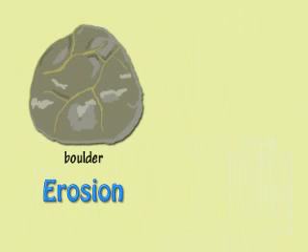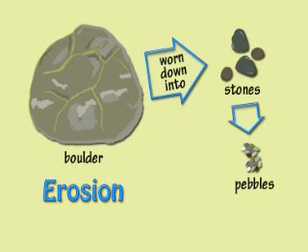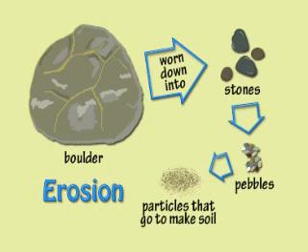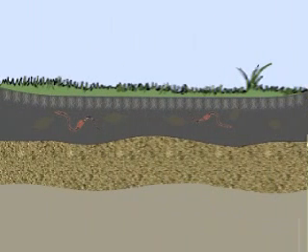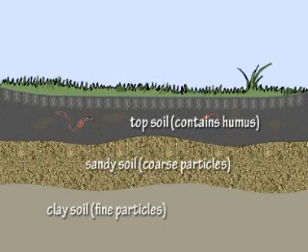Over time, exposed rock can break off and be worn down into smaller stones and pebbles, and eventually into the tiny particles that go to make up different soils. Just as rocks have different characteristics, soils have characteristics that depend on the types of rock they come from.